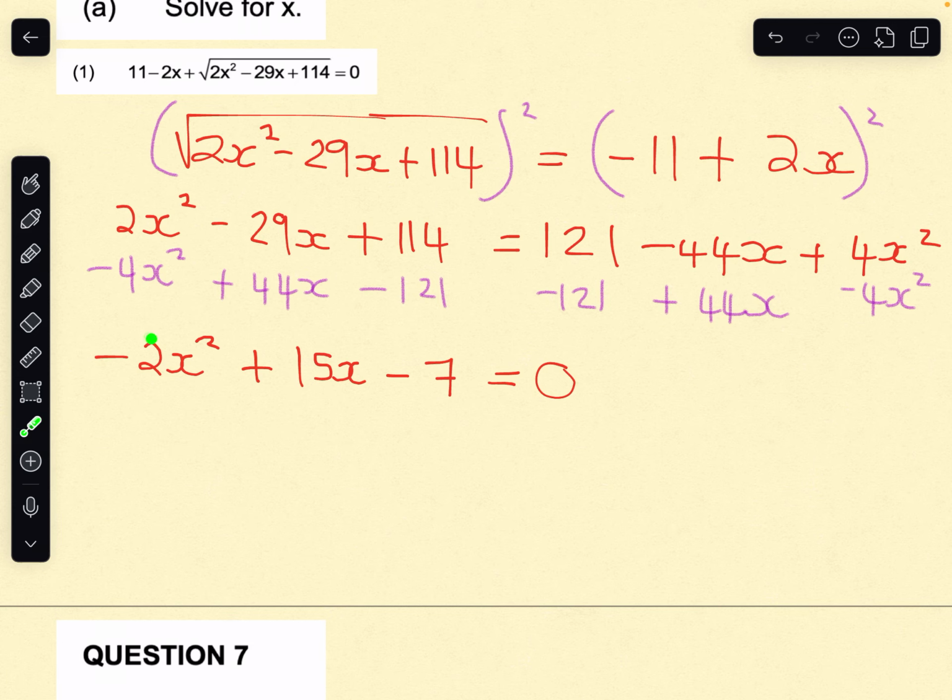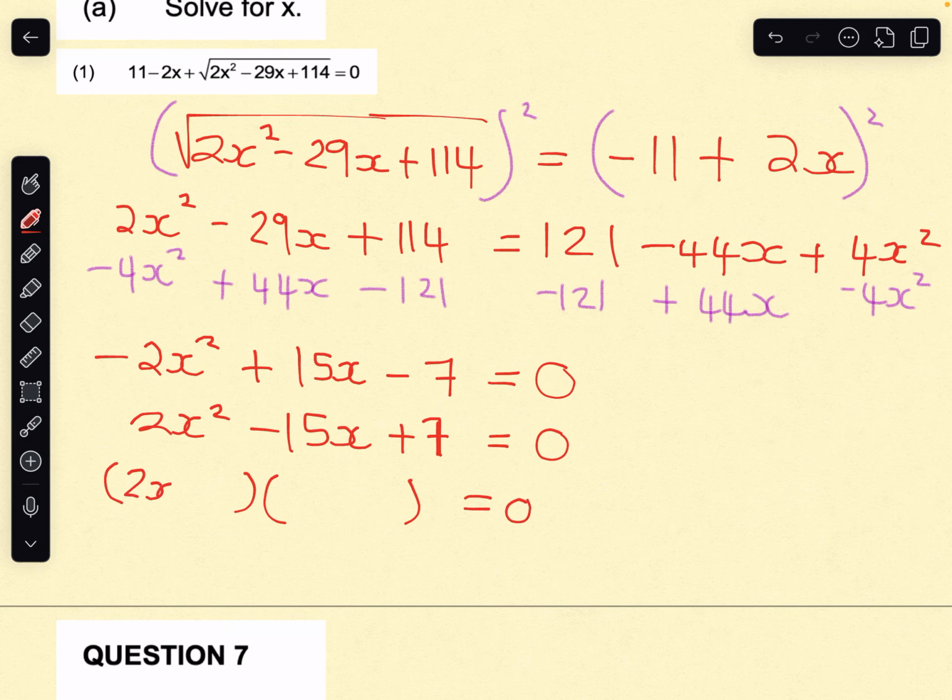I'm not comfortable factorizing when there's a negative number in front of my quadratic term, so I'm just going to divide through by a negative. Definitely don't have to do that, but it is a thing you could do. And so let's see if we can figure out the factors here.